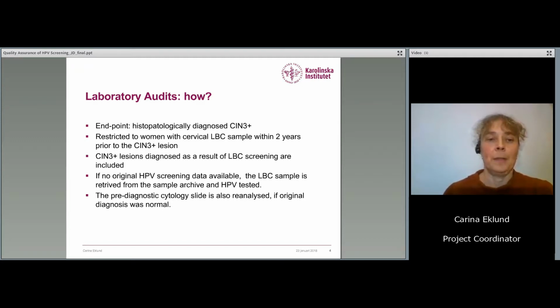As I said, the endpoint of this audit is the histopathologically diagnosed CIN3 biopsy. And we limit the audits to women with cervical LBC samples taken within 2 years prior to the CIN3 lesion. The CIN3 lesion should be diagnosed as a result of LBC screening for cervical cancer. Women who have been identified as CIN3 patients by detecting symptoms are not included in the audit. If no original HPV screening data is available, the LBC sample is retrieved from the sample archive and HPV tested during the audit. The pre-diagnostic cytology slide is also reanalyzed if the original diagnosis was normal.